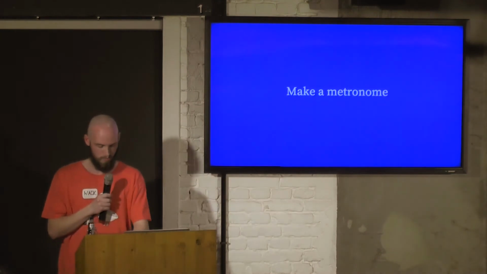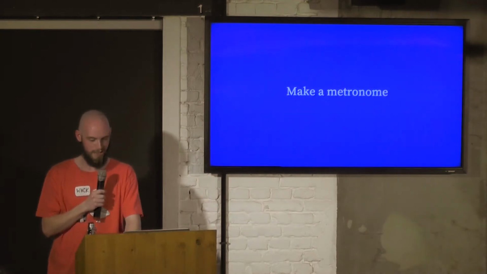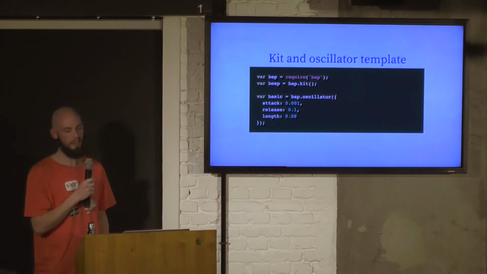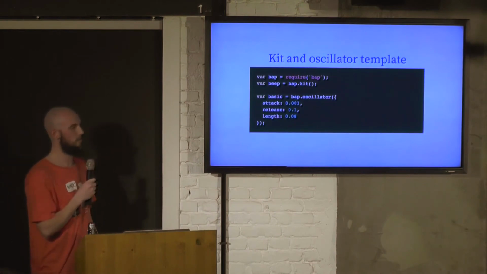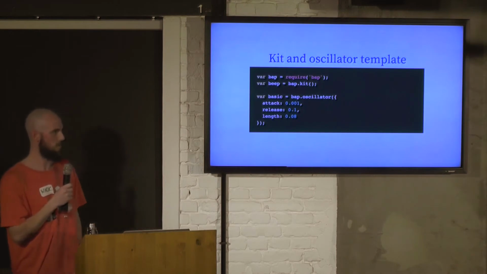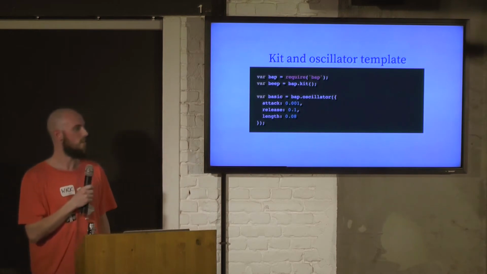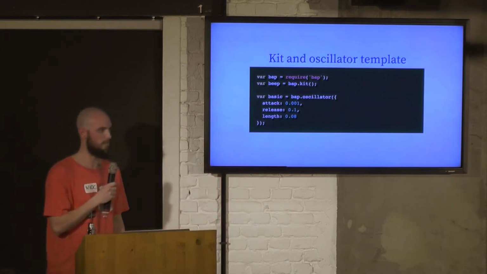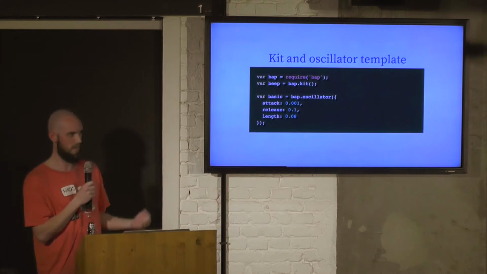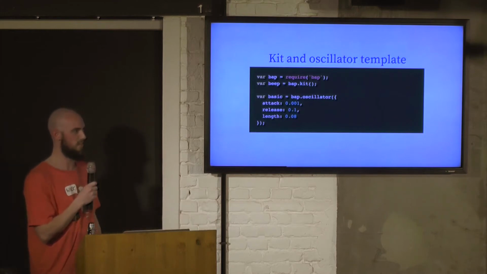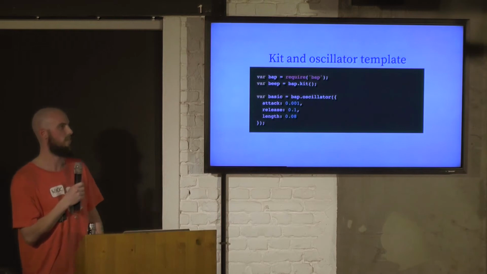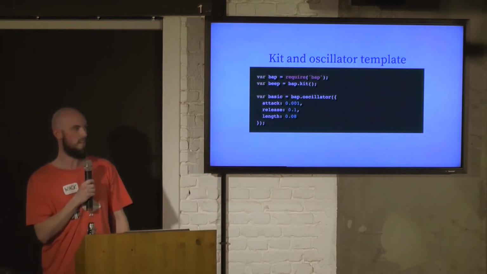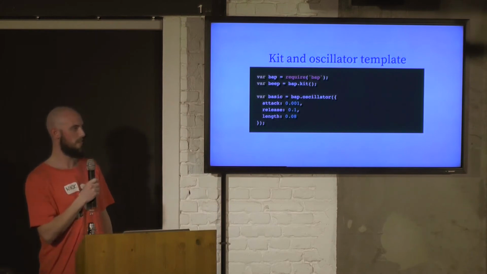Okay, so you already heard this demo, but let's look at how it's made. So we would require the BAP library and create a kit. We call it beep. And in this case, we create an oscillator template. So this is an oscillator. If you're familiar with the WebAudio API, it's a little thing that makes a beepy sound, makes a sound wave. And we give it some parameters. In this case, attack and release. It's pretty self-explanatory.